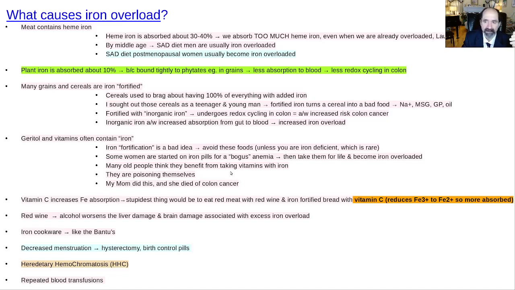People are poisoning themselves. I remember when I was young, my mom thought vitamins were good. Tried to get us to take them, and I think she took one and had iron overload. She ended up dying from colon cancer. We didn't know. No one knew.